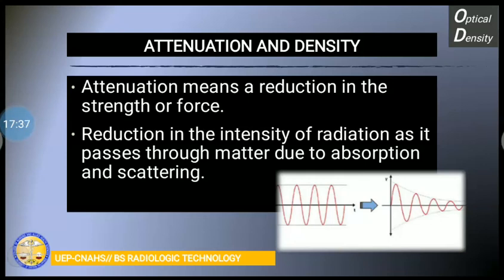So, we have a term here. We call that attenuation. So, by definition, this means a reduction in the strength or force. So, iba ang pag-agihan ng light, acetate, and water, and lalo na paper. So, this is the reduction in the intensity of radiation as it passes through matter due to absorption and scattering. So, consider natin ang light emitted from the flashlight as radiation. And let us imagine those acetate, paper, and water as types of medium in the body. So, we can say that the attenuation or the reduction of the strength or force is different in these different types of medium.